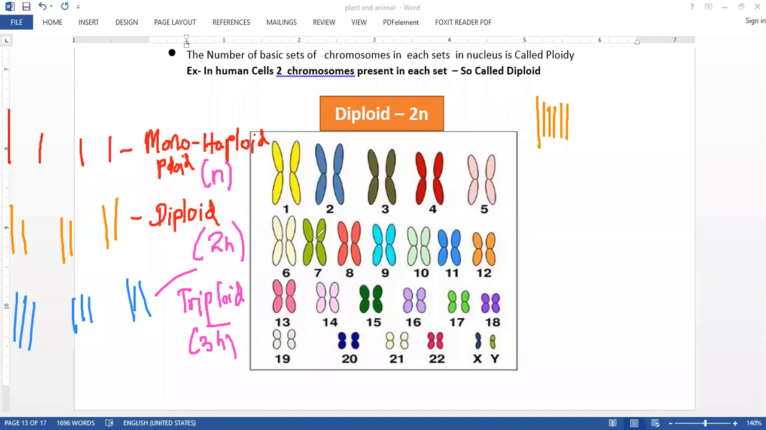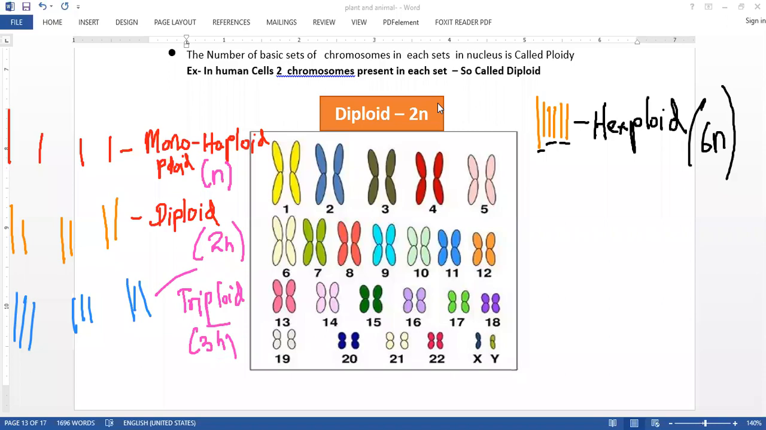what is that? Tell me. Mono, di, tri, tetra, penta, hexa, hexagonal shape, the shape of a plant cell. Hexaploid. If it is present in 6 sets of chromosomes, we can say it is hexaploid, 6N. So what ploidy actually means is the number of chromosomes in each set, and that is called ploidy. And in human cells, you can see here, this is a haploid.